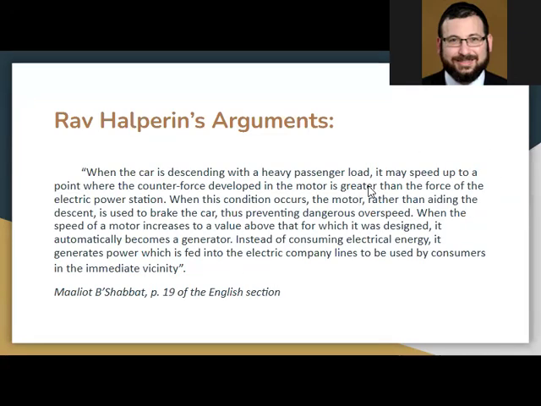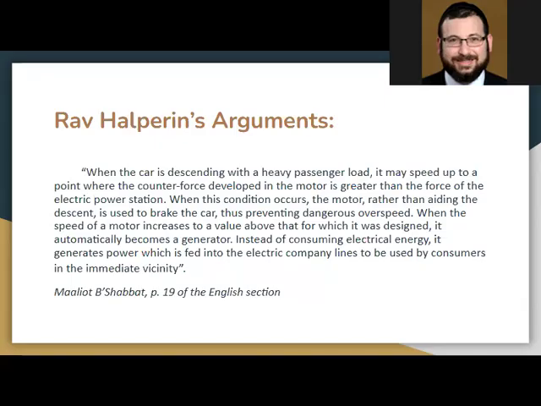When the car is descending with a heavy passenger load, it may speed up to the point where the counterforce developed in the motor is greater than the force of the electric power station, which means that there's more force in the downward motion because of all the people who are present. And sometimes that can even be more powerful than the amount of electricity that's being drawn by the motor that facilitates the downward motion. When this occurs, he writes, the motor, rather than aiding the descent, is used to brake the car, thus preventing a dangerous overspeed.